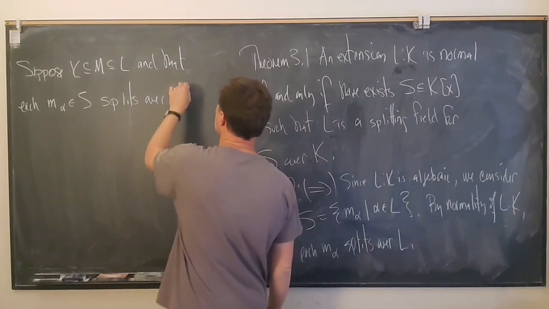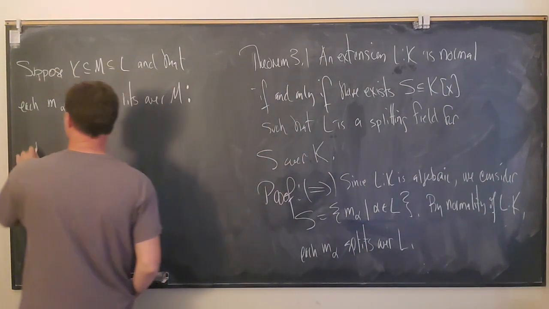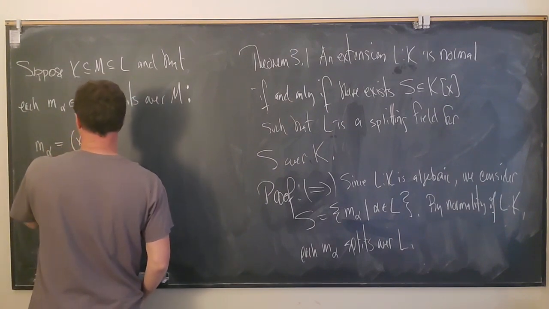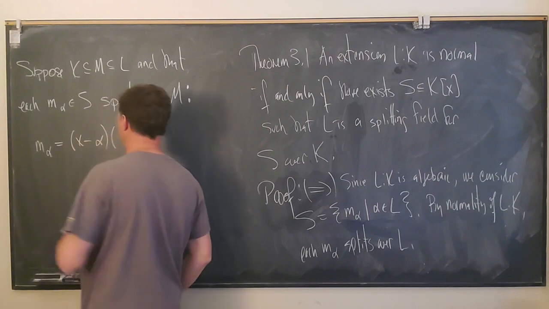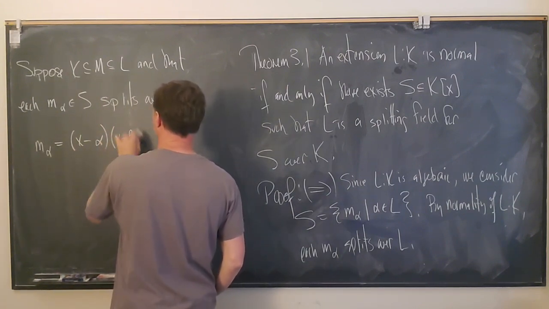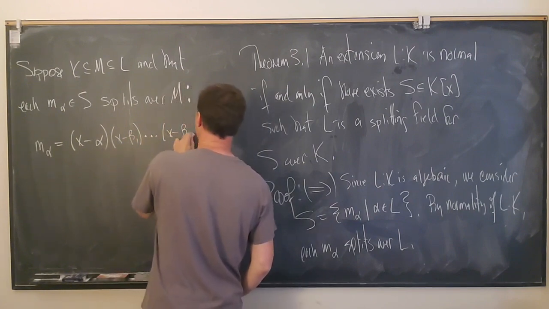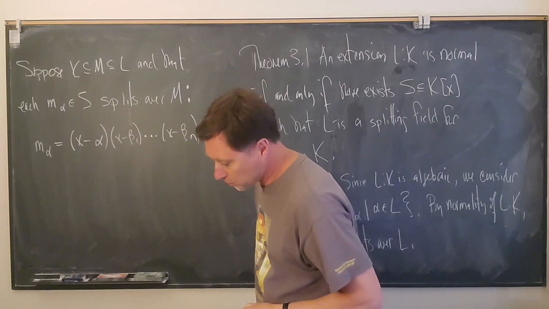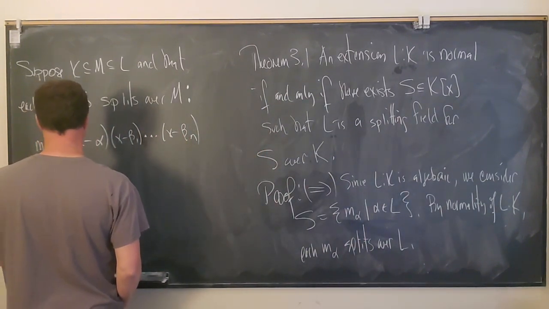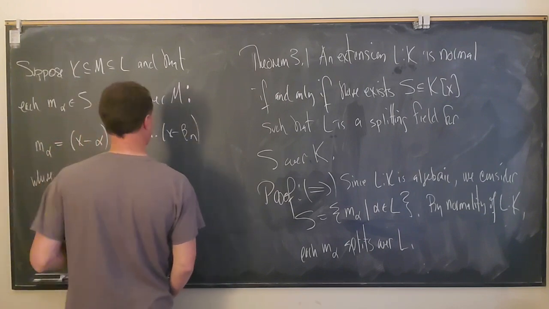And so now what would this splitting look like? Well, M sub alpha, if it's going to split, well, we know that alpha is a root, so it's going to have an x minus alpha. And then it's going to be something like x minus beta 1 times dot, dot, dot, x minus beta sub n, I guess, where alpha and all the beta sub i's are in M.